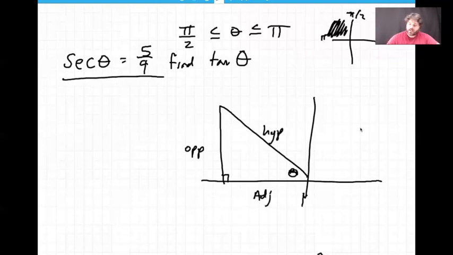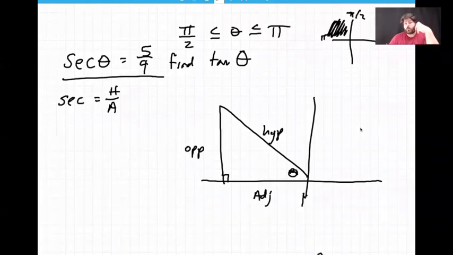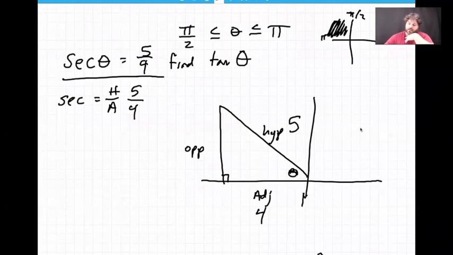They tell us secant is 5 over 4. Well, just remember from our last problem that secant is the hypotenuse over the adjacent because it's 1 over cosine. So when they tell us that it's 5/4, we know that the hypotenuse length is 5, the adjacent is 4. Sorry, let's start the problem over. Secant theta is negative 5/4.